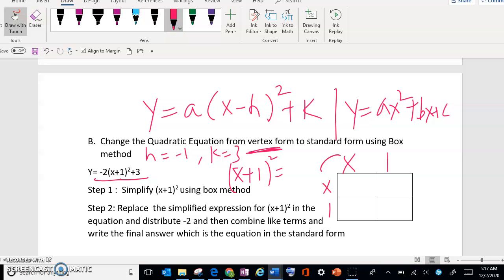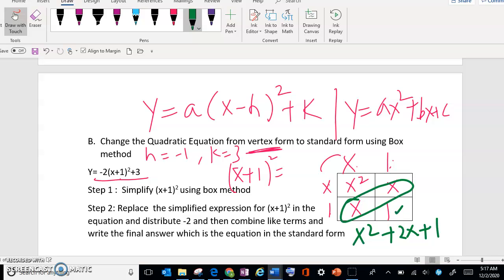x times x is an x². x times 1 is x. 1 times x is x, and 1 times 1 is a 1. Now I combine the like terms. x² is written as x². x + x becomes a 2x, plus 1, right? This is the 1.